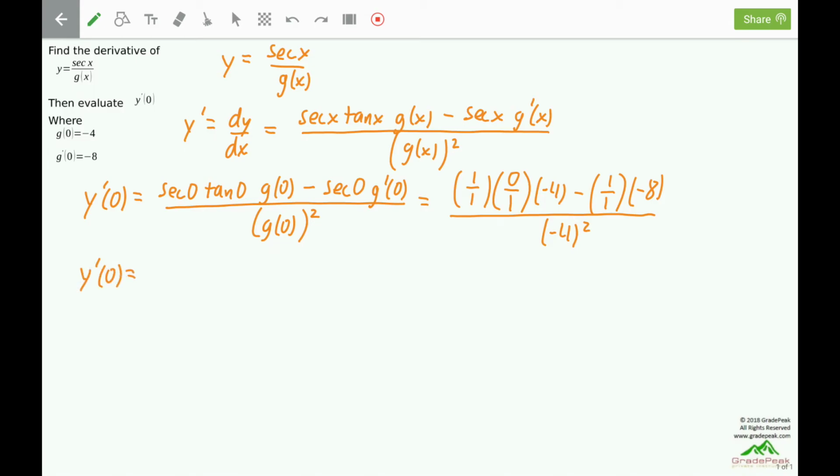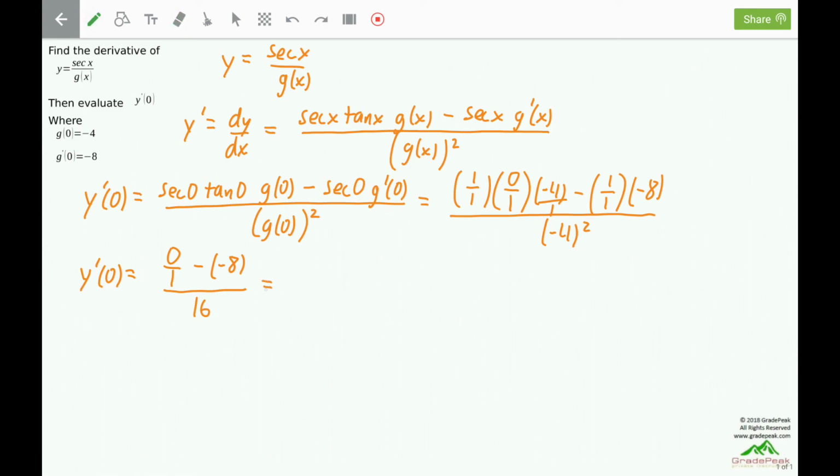So y prime of 0 equals, the first set of fractions, we'll multiply the numerators. We can think of that negative 4 as a negative 4 over 1. Multiply the numerators, we end up with 0 over the denominator of 1. And then we have a 1 over 1, which is 1 times negative 8. So we have minus a negative 8. All of this divided by negative 4 squared. Negative 4 times negative 4 will be a positive 16.